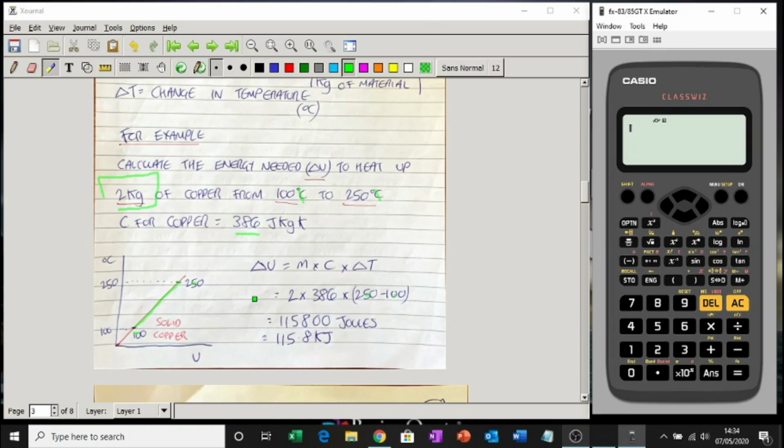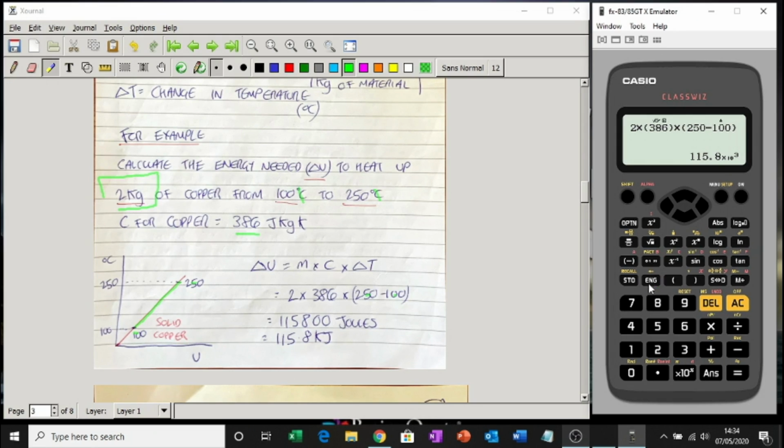So put that in your calculator. 2 times 386 times 150. You shouldn't have to do that on a calculator, but we'll do it anyway. This will give us how many joules we need to put in to change that copper from 100 to 250.